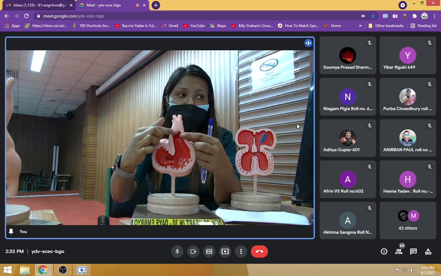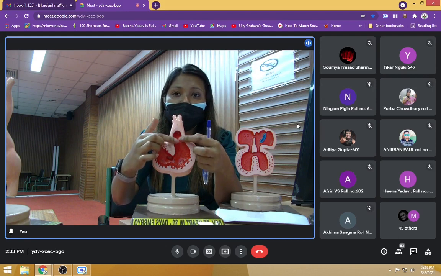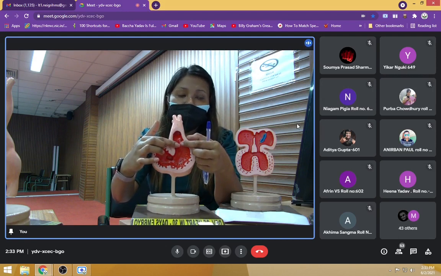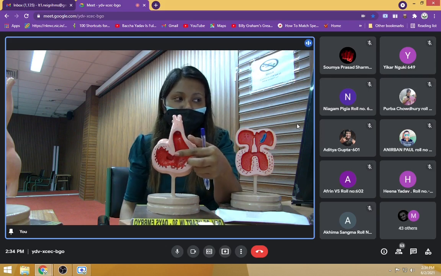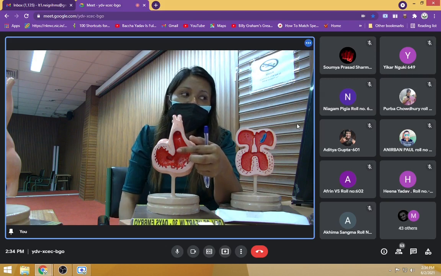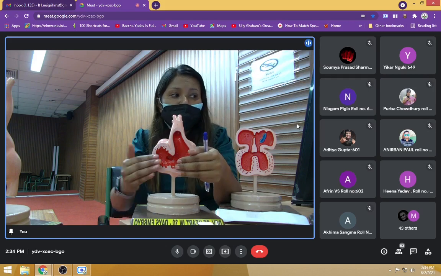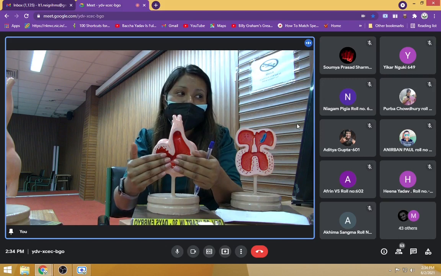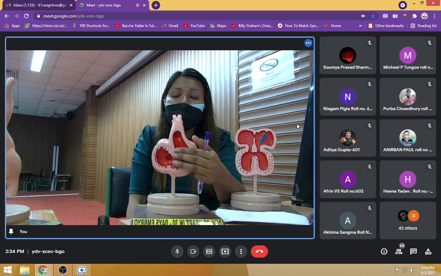And in this part, in the conus part, we are going to develop two bulges, known as the right bulbar ridge and left bulbar ridge. They are going to fuse along with the fusion of the endocardial cushion. The right and left bulbar ridge will fuse along with the endocardial cushion and the muscular part of the interventricular septum, and all these three constituents are going to form the interventricular septum.